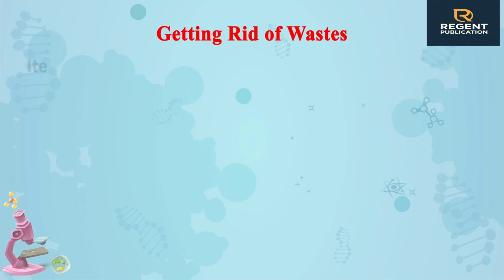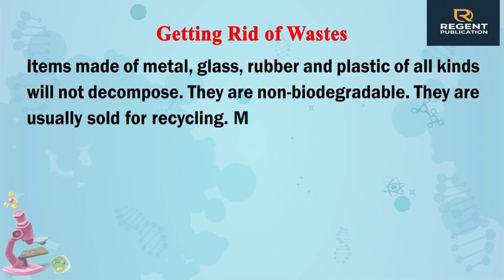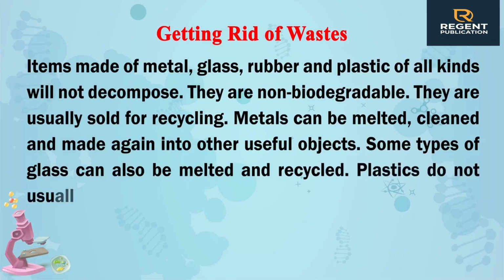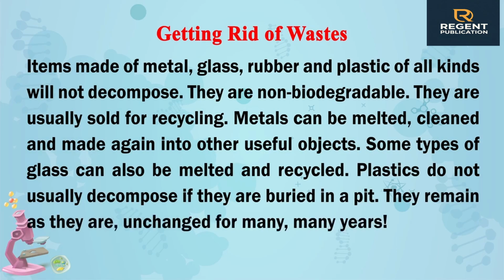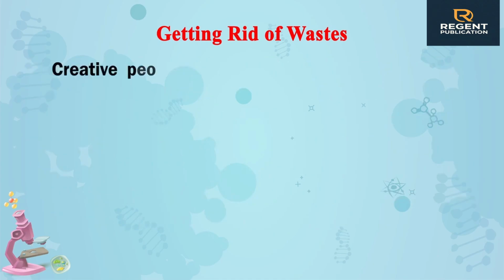Items made of metal, glass, rubber, and plastic of all kinds will not decompose. They are non-biodegradable. They are usually sold for recycling. Metals can be melted, cleaned, and made again into other useful objects. Some types of glass can also be melted and recycled. Plastics do not usually decompose if they are buried in a pit. They remain as they are, unchanged for many, many years.